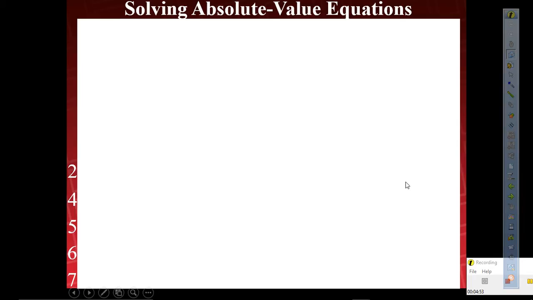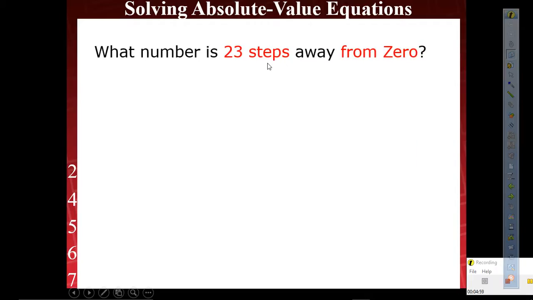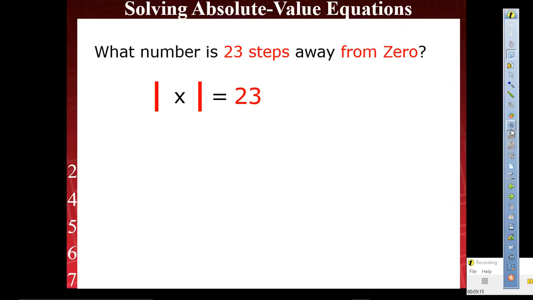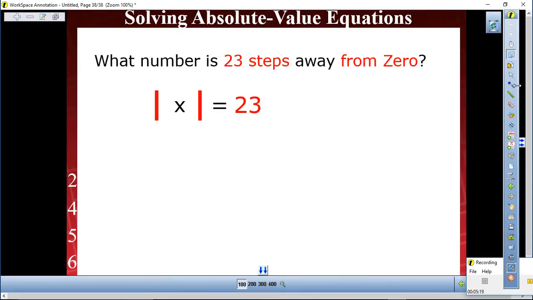So check this out. What if I posed this question? What number is 23 steps away from 0? So now we don't know the number. So what goes inside of the absolute value if we don't know the number? X, that is correct. So we have, what number is 23 steps away from 0? Let me illustrate with a number line really quick so you guys can see it. Here it goes.